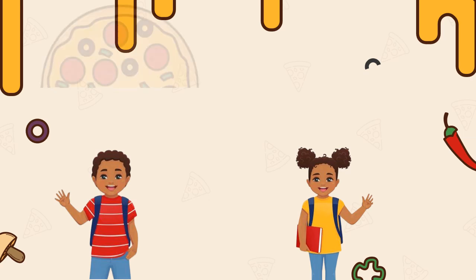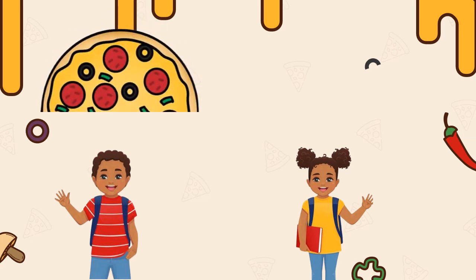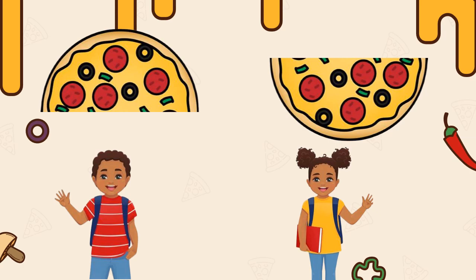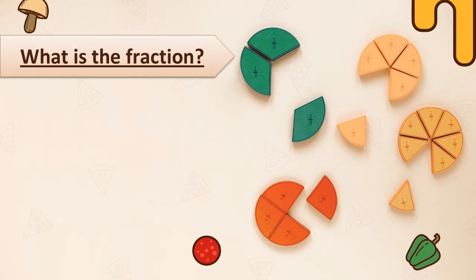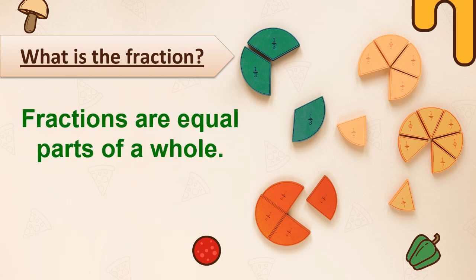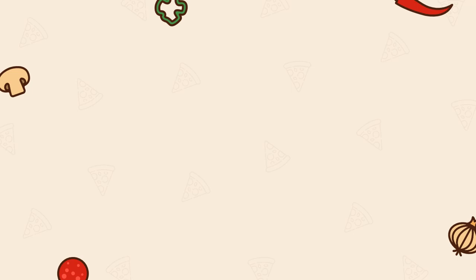So they will split the pizza in half. Each of them gets one half of the pizza. So what is a fraction? Fractions are equal parts of a whole. As we said before, each of Sandy and Mark got one half. So it's important to understand what the numbers mean and how they show one half.